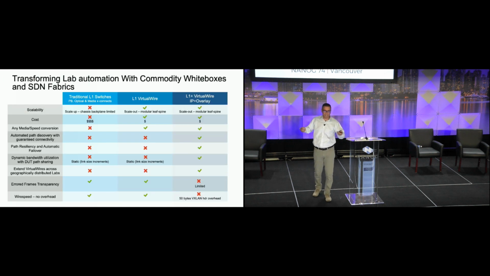This is sort of a summary of what I discussed today, right? So on the first column, you have the traditional layer 1 technologies. Here we have the virtual wire done with white boxes, and here we have the virtual wire done with an IP overlay. I call it the layer 1 plus. The layer 1 plus clearly gives you the best flexibility, right? You can do automated path discovery, path resiliency, dynamic bandwidth sharing, extend across locations.